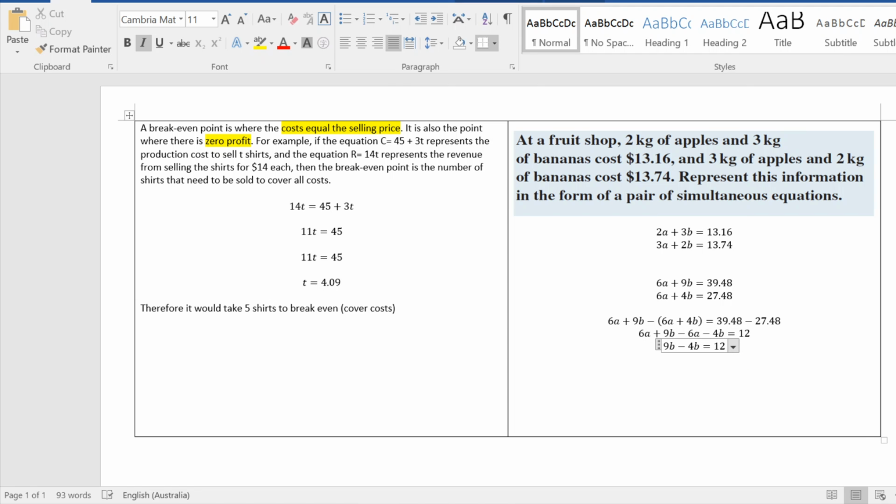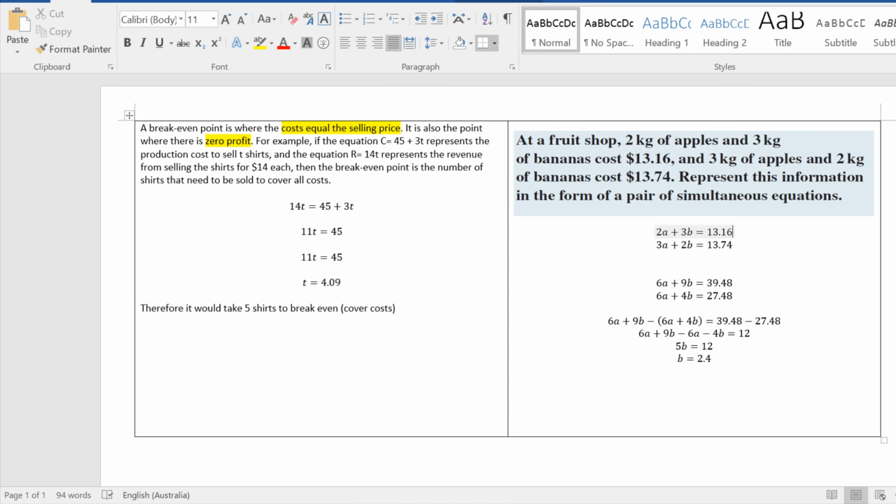We get 9B minus 4B. That's going to give you 5B. So 5B is equal to 12. So we can now determine that the cost per kilogram of bananas is going to be 2.4. I did that by doing 12 divided by 5. That will give you 2.4. Okay? Now, from there, we now know the cost of bananas.